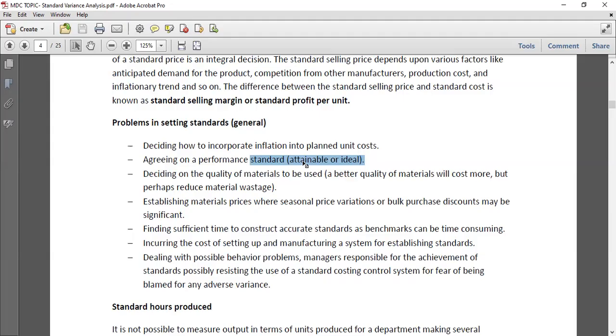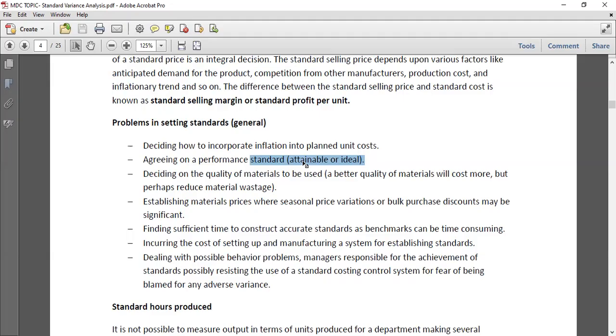And then also establishing material prices, especially given that prices of materials keep on changing. That might also come into play, especially understanding that even when you have bulk discounts, the prices may also differ. And then the other one is making sure that you find sufficient time to construct accurate data. For example, benchmarking could be time consuming. Basically, the whole process in itself is costly.